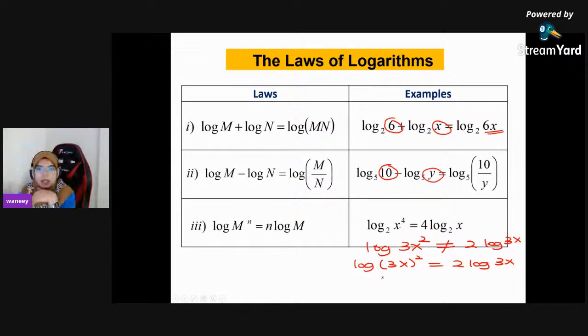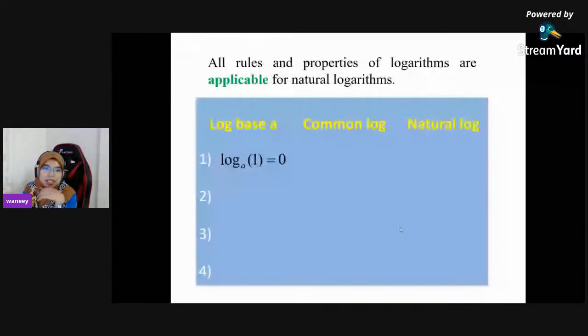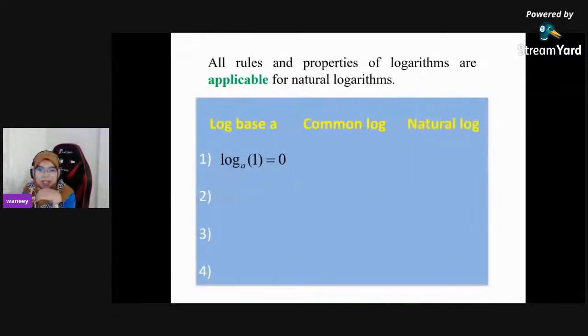So the log base, if they are not within the same base, that is how we're going to learn to change it to the same base later on. Okay, so all the rules and properties of logarithm are applicable for natural logarithm. This is in general log to the base of a. And then we have a common log, that means your base should be 10. For natural log, the base should be e or Euler's number.